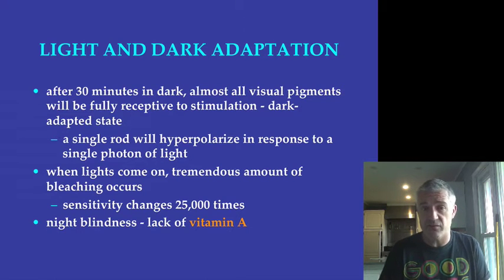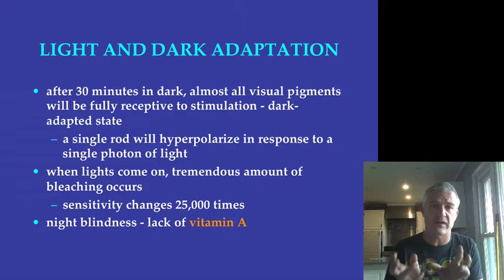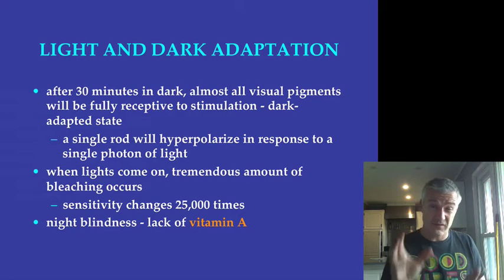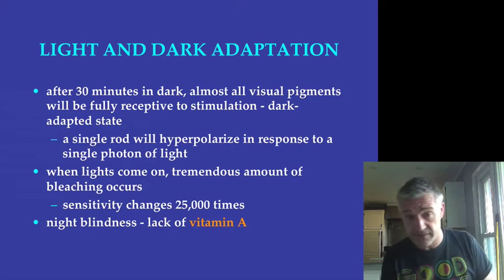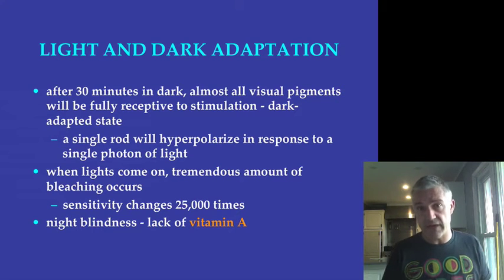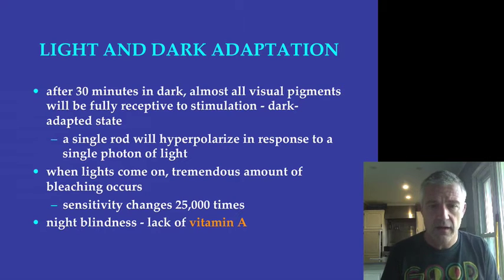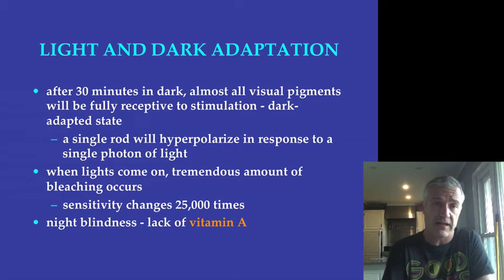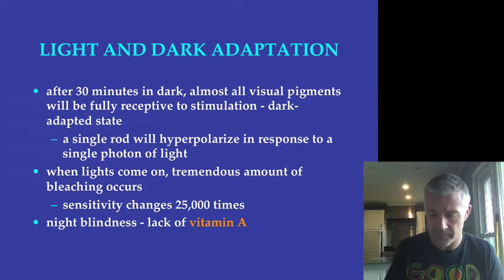In bright lights, we bleach these out almost completely, which again is why if you go from a really light area to a really dark area, it's very hard to see, because it's really our rods that are doing low light vision. And when they're all bleached out, you can't get a good signal at that point. Because vitamin A is key in making rhodopsin, if you have a complete lack of vitamin A, you will not be able to see well at night, because you're not making sufficient rhodopsin to have a good sensitivity to these states.